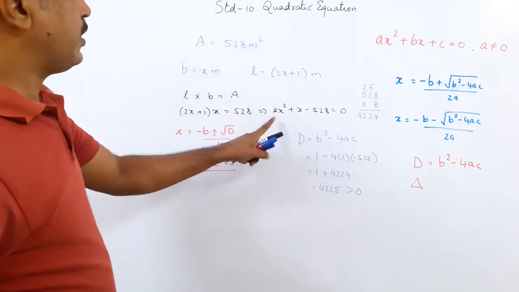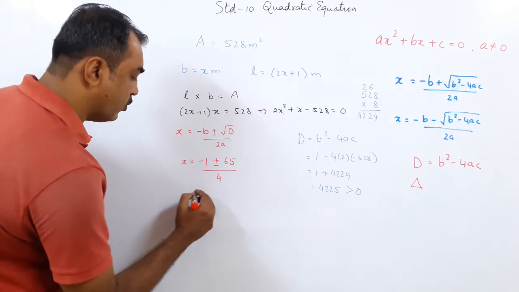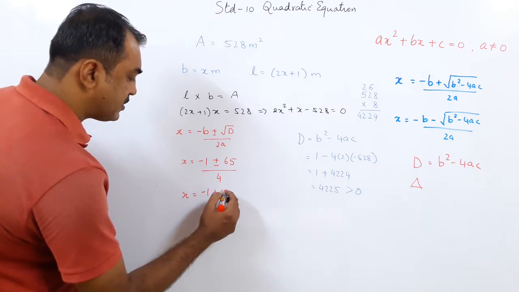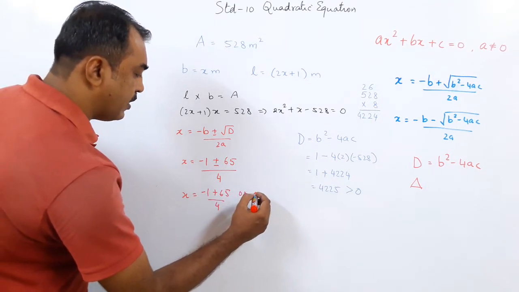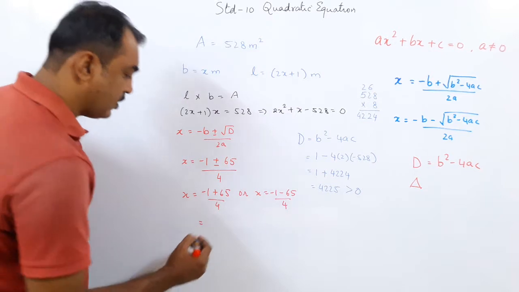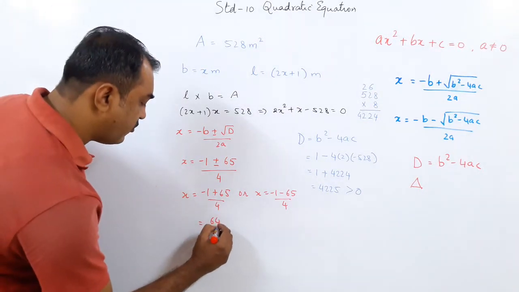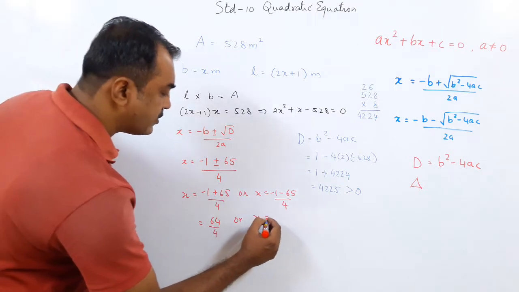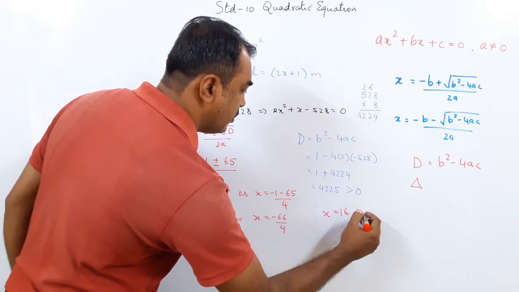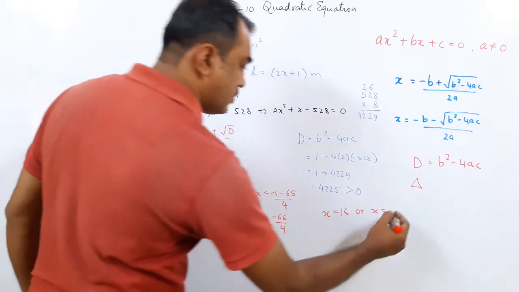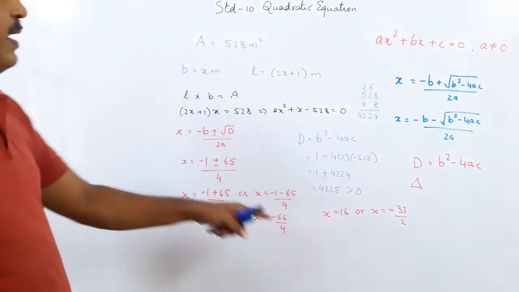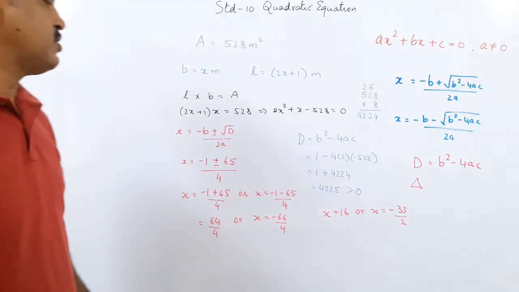upon 2a. What is your a? The a is 2. So 2 2s are 4. So now we'll write separately x equal to minus 1 plus 65 upon 4 or x equal to minus 1 minus 65 upon 4. So minus 1 plus 65 is 64 upon 4 or x equal to minus 66 upon 4. So we get x equal to 16 or x equal to, how much is this? Minus 33 by 2. Since the length and breadth cannot be negative, this is not possible. So x equal to 16 is your answer.